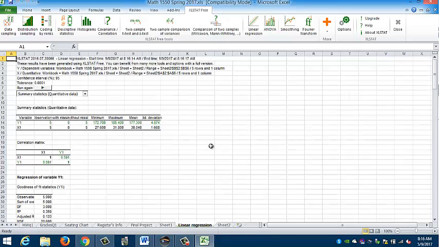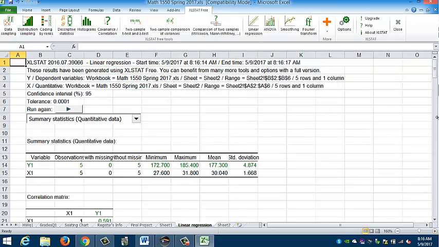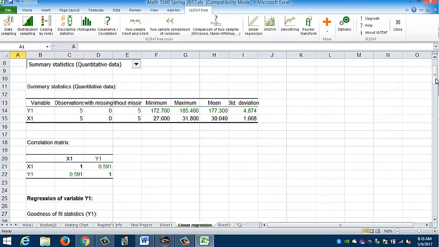And again, this has all kinds of information that we have not talked about. All right? But maybe one of the most important things to see, do you remember where we get the correlation coefficient from? Well, you get it right here, right? Correlation matrix right there. So my correlation coefficient, it says, is 0.591.